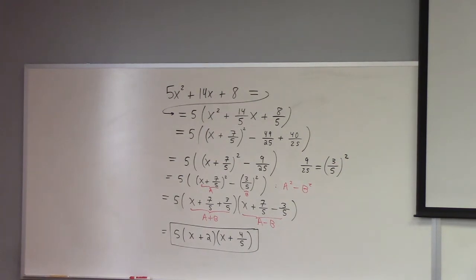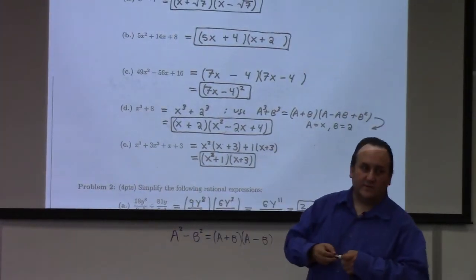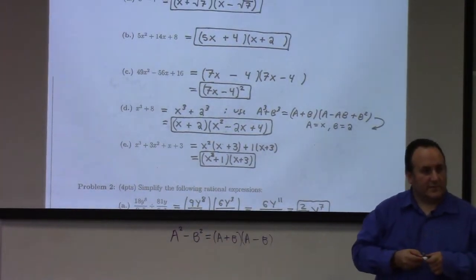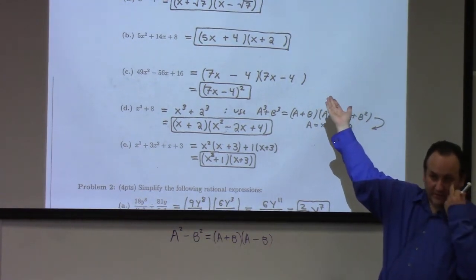What's the difference between what I have on this board over on the left and what I have in my answer in the solution key? Which is easier? Which takes less work? I mean, obviously this takes less work, right? Because this is more clever.